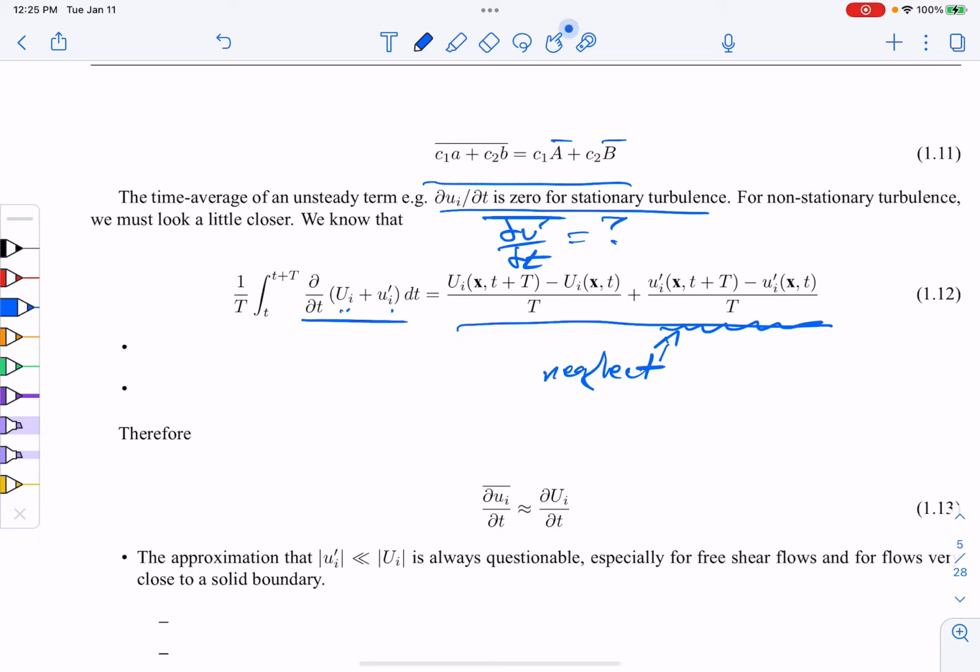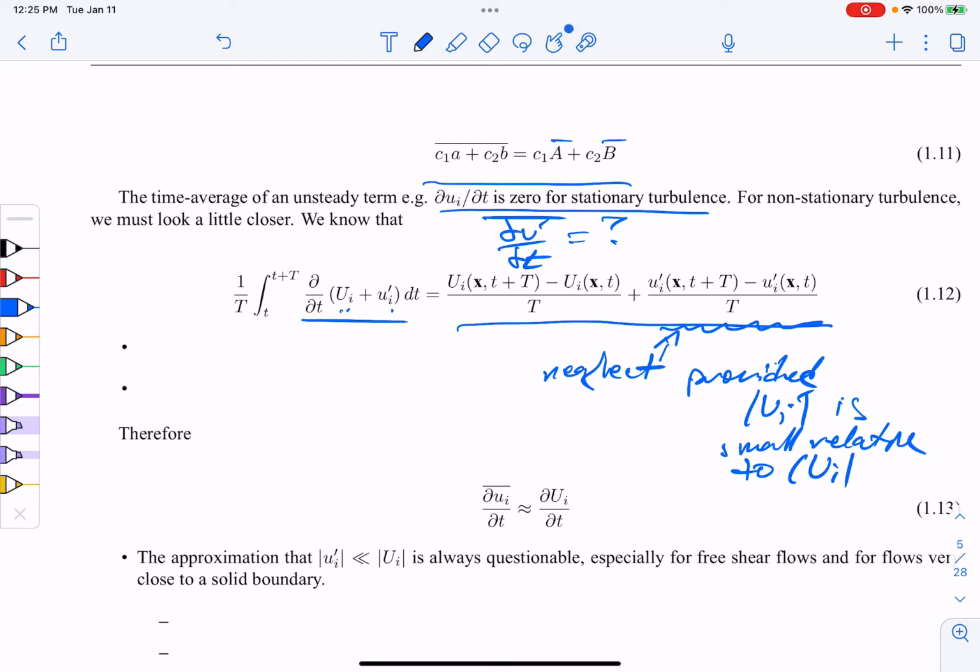So here's an assumption, provided u_i prime is small relative to u_i, the mean average. So what does this mean? It means we're assuming that t is very small relative to the time scale of the mean flow. So the mean flow can still vary, but that time is going to be smaller than the variation, and also that t is much less than t2, which we defined earlier.